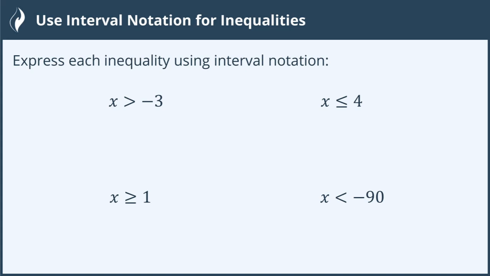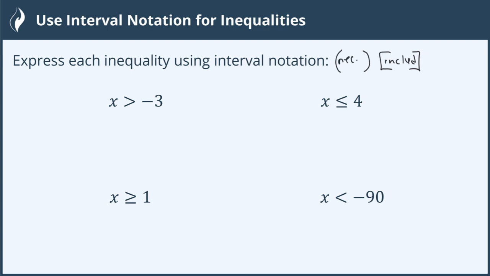Okay, so let's express each inequality using interval notation. For interval notation, you're going to be using grouping symbols, and those grouping symbols will either be parentheses, which will look like this, or you're going to be using brackets, which look like this. Now, the brackets mean it includes the number, and the parentheses mean it doesn't necessarily include the number.